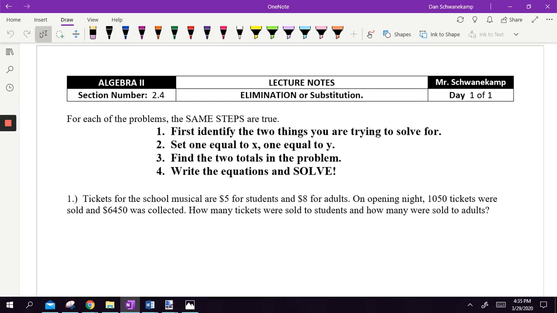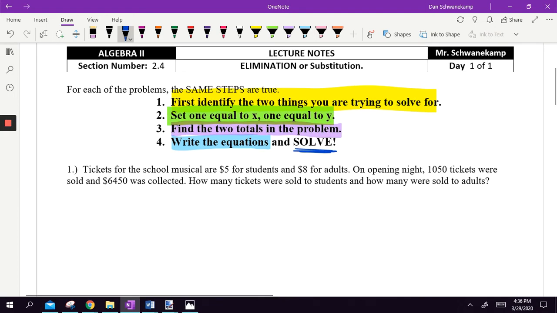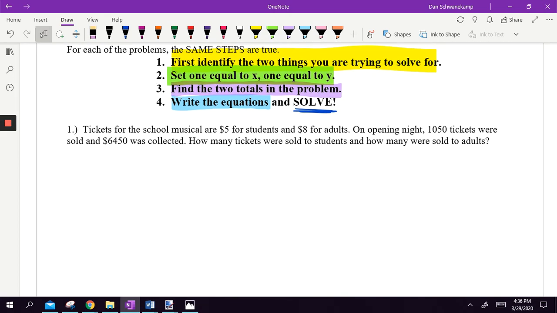All right, so we can solve these with both elimination or substitution, as the notes say here. There are 4 steps to getting done what we want to get done today. Step 1 is we are going to identify the 2 things that we are trying to solve for. Normally we can find that in the last sentence of the problem. We're going to make one of them equal to x and one of them equal to y. Then we're going to find the 2 totals in the problem. And then finally, we're going to write the equations. And then the thing that's the least important would be to solve them. That's what we're going to try to do here. We'll do a few examples with you, see if it makes sense, and we'll go from there.